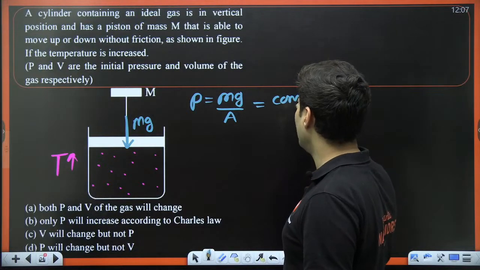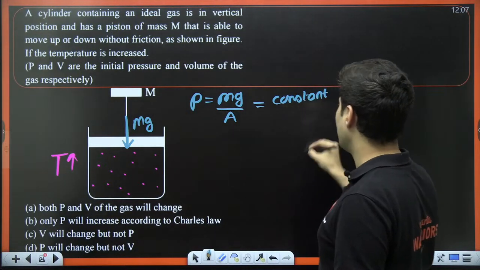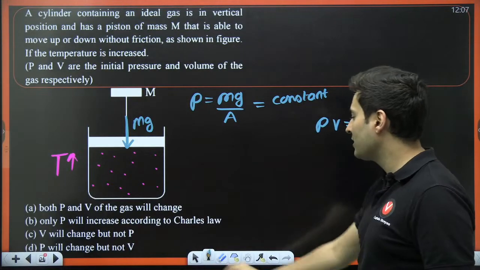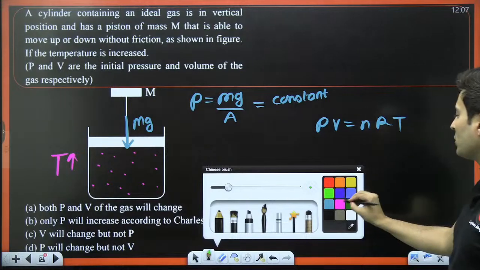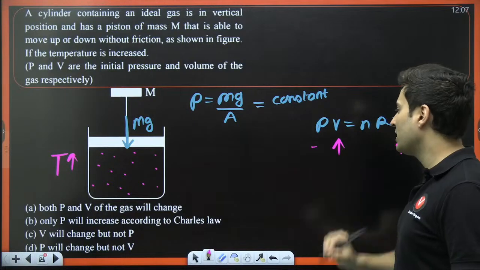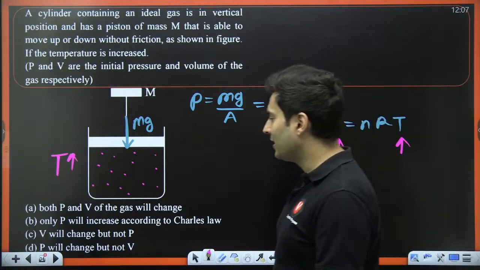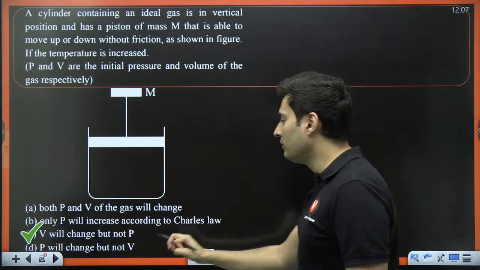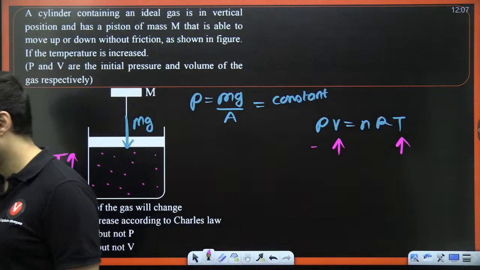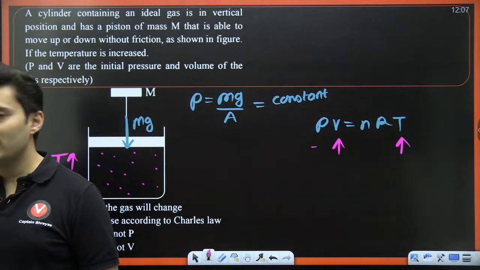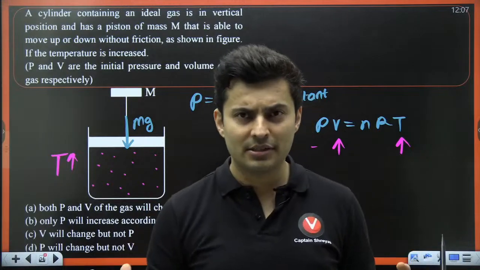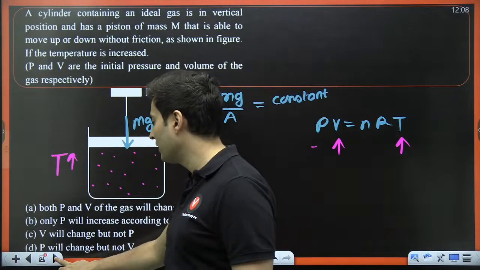The pressure is going to be constant, and the gas equation is PV equals nRT. So think about it, my dear students. If the temperature increases, volume should increase, and pressure will not change. That's it. So what is the answer? Volume will change but not the pressure. What a brilliant question, right? These are based on your KTG ideal gas equations. Let's proceed further to the next part.